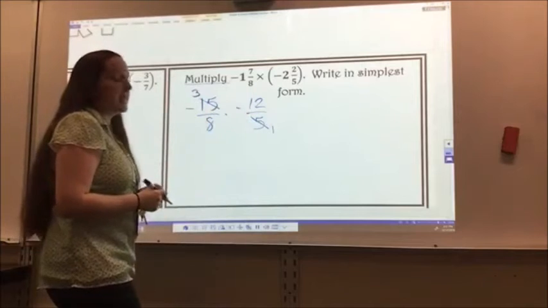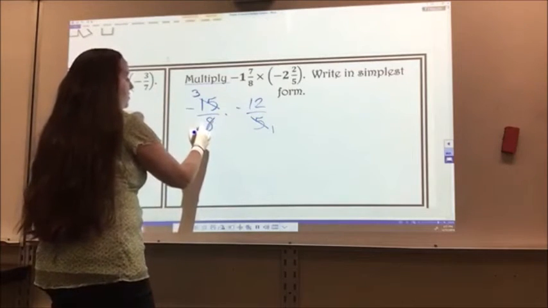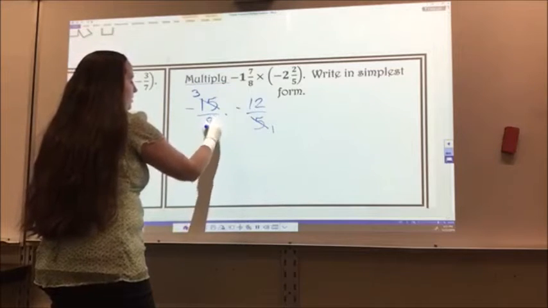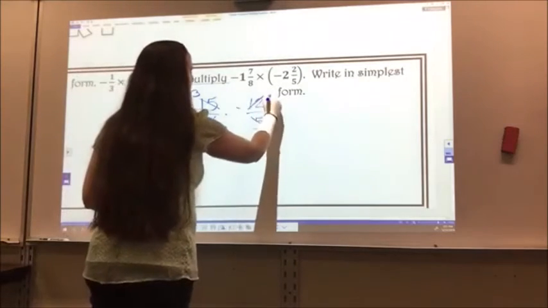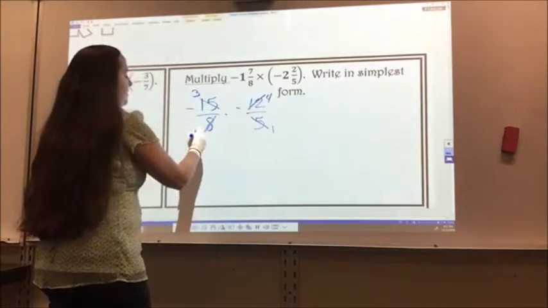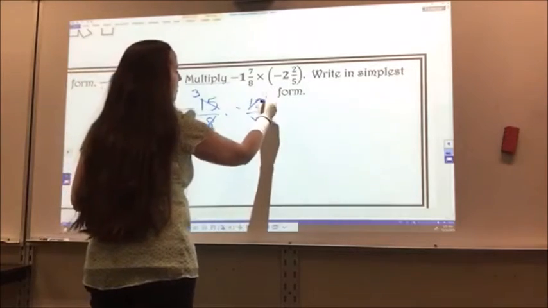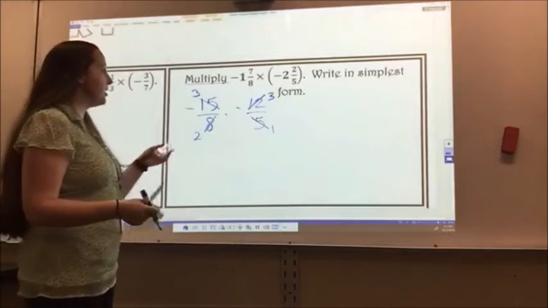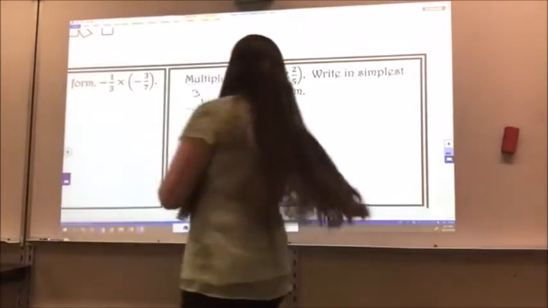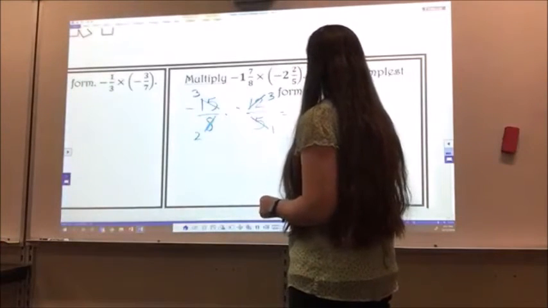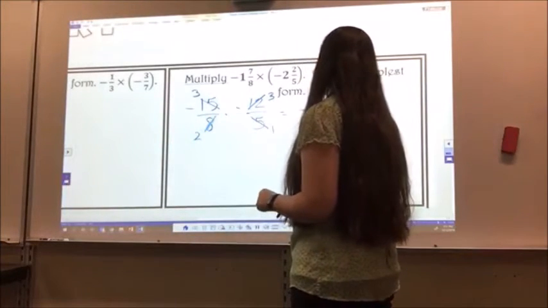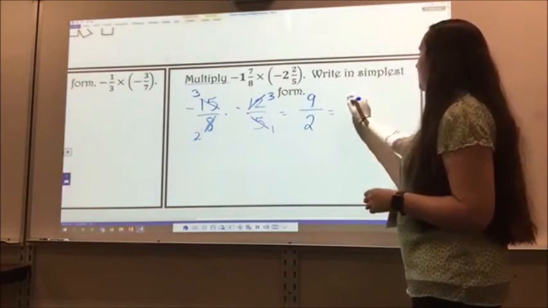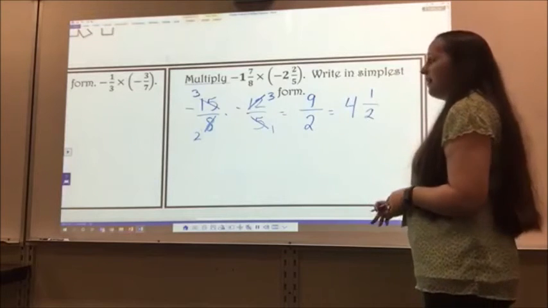8 and 12 also cancel. If I divide by 2, this becomes, actually if I divide by 4, so divide this by 4. So 8 divided by 4 is 2, and 12 divided by 4 is 3. Okay? From here, I can multiply 3 times 3. Negative 3 times negative 3 is a positive 9, and 2 times 1 is 2, and I can change 9 halves back into a mixed number. 2 goes into 9 4 times, and I'm left with 1 half.